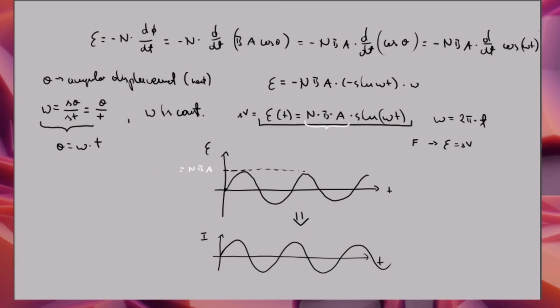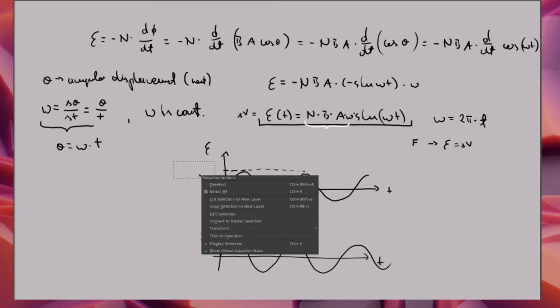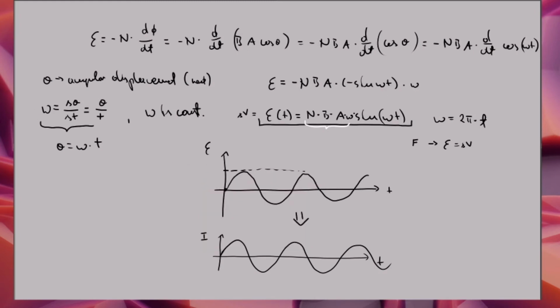I am missing something. What I'm missing is times omega. There should be omega here, right? And so, let's clean this up. What I need to have here is that the maximum EMF is NBA omega. Yeah, that's the maximum. Of course, the minimum here would be the same, it's just that it would have a negative sign.